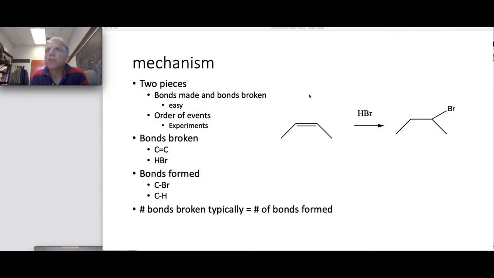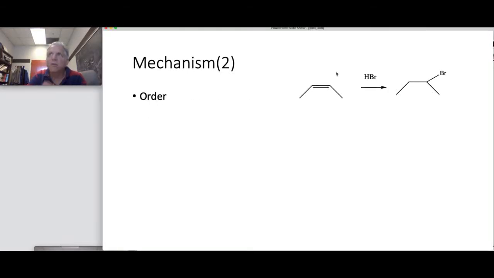In our previous video, we were talking about the mechanism of HBr addition to an alkene. And we noted that there were two pieces to this: the bonds made and bonds broken, and then the order of the events. We listed the bonds broken and formed, and what we wanted to do is figure out what order they were formed in. We're going to do that, but we're going to introduce a couple more things along the way.